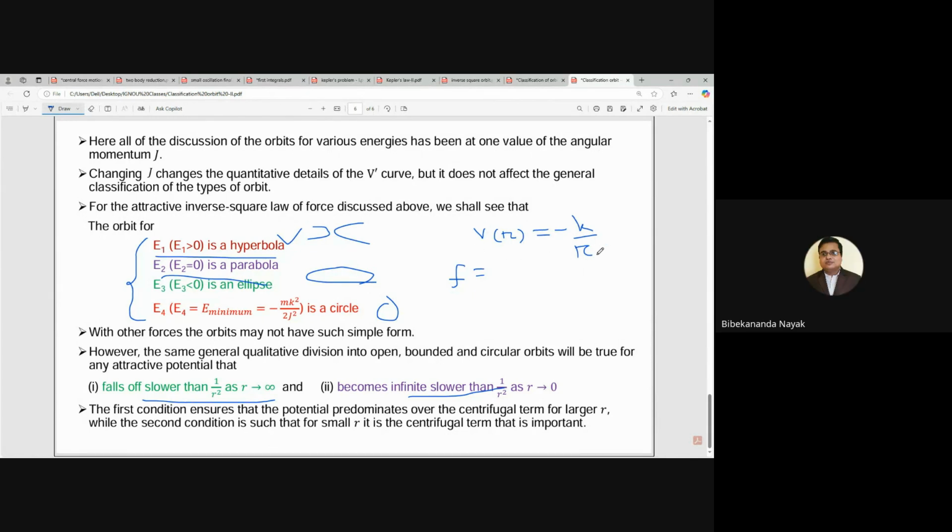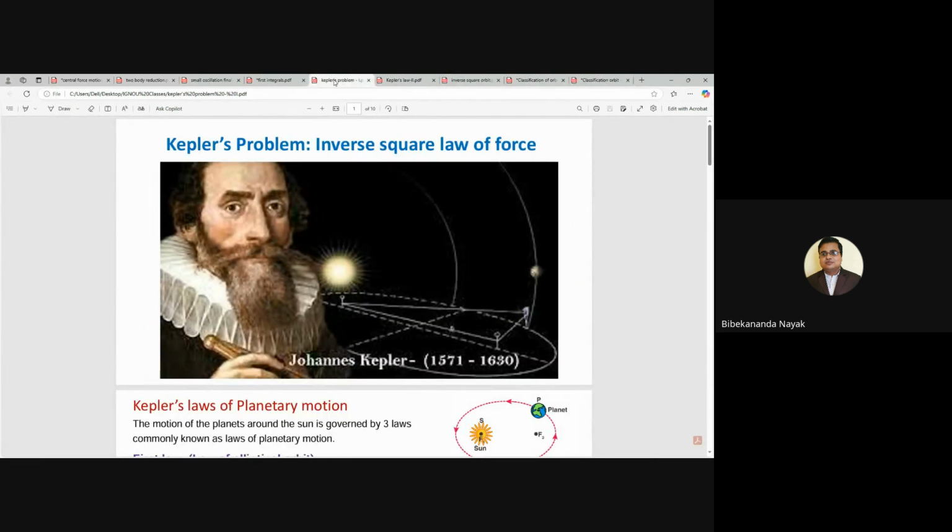But this analysis is true for minus k r to the power n, where n varies between 0 to 2. Our case 1 is included, but it is true for 0 to 2 with the same nature. Same general qualitative division: open, bounded, circular orbit, true for an attractive potential that falls off slower than 1 by r square, meaning n varies between 0 to 2. Okay, then go for Kepler's problem.